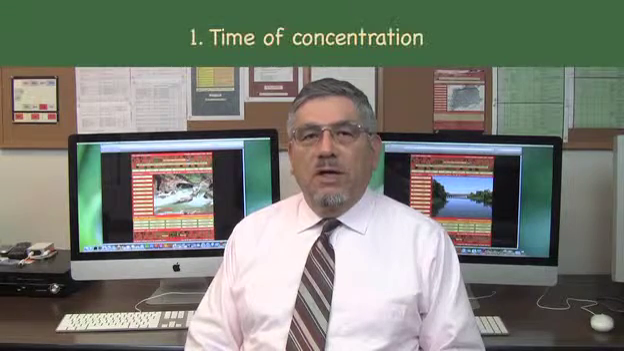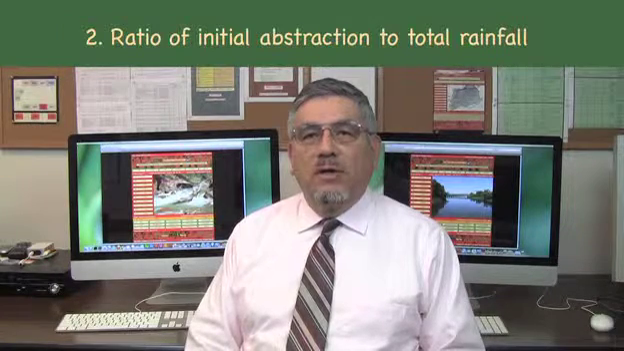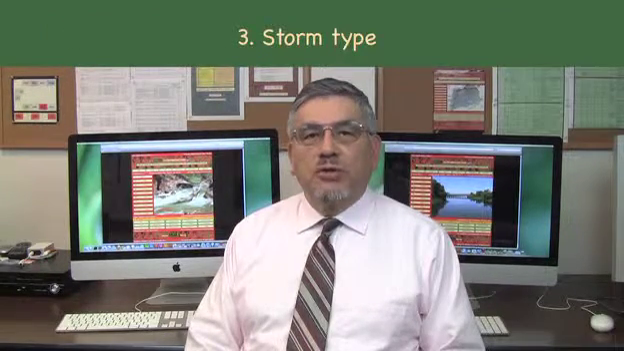This method calculates peak discharge based on the concept of unit peak flow. The unit peak flow is the peak flow per unit of area per unit of runoff depth. In TR55, the unit peak flow is a function of 1. Time of concentration, 2. Ratio of initial abstraction to total rainfall, and 3. Storm type.